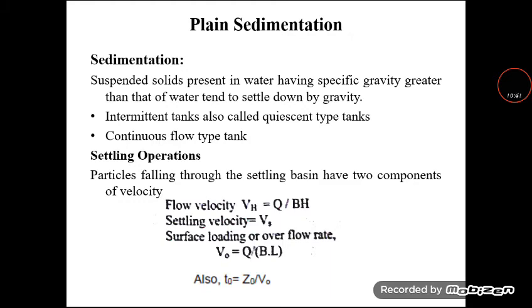That is called the detention period. After some time, the water comes out of the tank, which may be brought to the next unit operation.